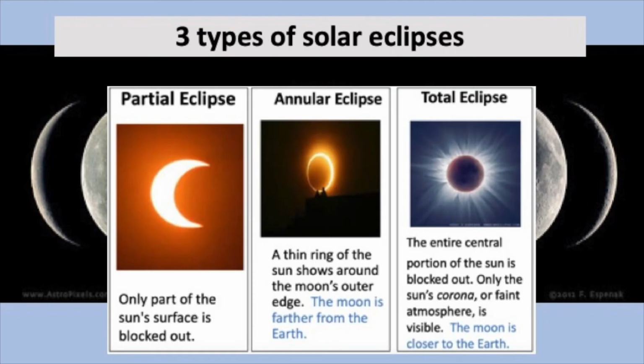So there are three types of solar eclipses. One is a partial eclipse where only part of the sun's surface is blocked out. There's an annular eclipse where you will see a thin ring of the sun around the moon's outer edge. The moon is farther from the Earth when these occur. And then the total eclipse, the entire central portion of the sun is blocked out. Only the sun's corona, or a faint atmosphere, is visible. And in this one, the moon is going to be a little closer to Earth.